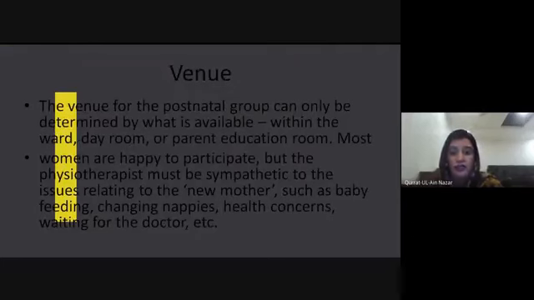The venue for the postnatal group can only be determined by what is available within the ward, day room, or parent education room. It means that in the venue, a mother should be educated, but for a very limited time. Most women are happy to participate, but the physiotherapist must be sympathetic to the issues related to the new mother, such as baby feeding problems, changing nappies, health concerns, waiting for the doctors, etc., and to the plan of the group which women need to face accordingly.